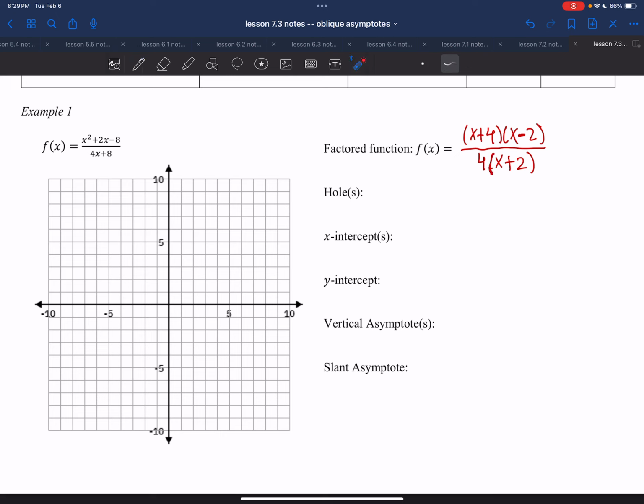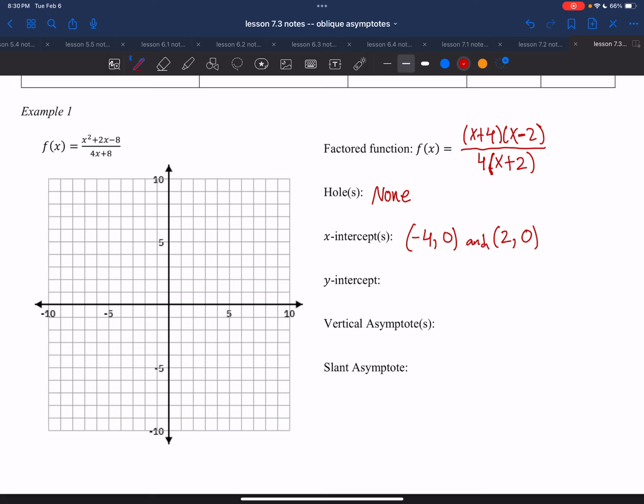Well, remember, a hole happens if I had like x minus 2 over itself. That would create a hole. I don't have x minus 2 over itself. I don't have anything. No common factors between the numerator and denominator, so no holes. X-intercepts, to find that, you set the top equal to 0. So you look at the top numerator, you say, okay, -4 makes that 0, and 2 makes that 0. So I have 2 x-intercepts, one at -4, comma 0, and the other at 2, 0.